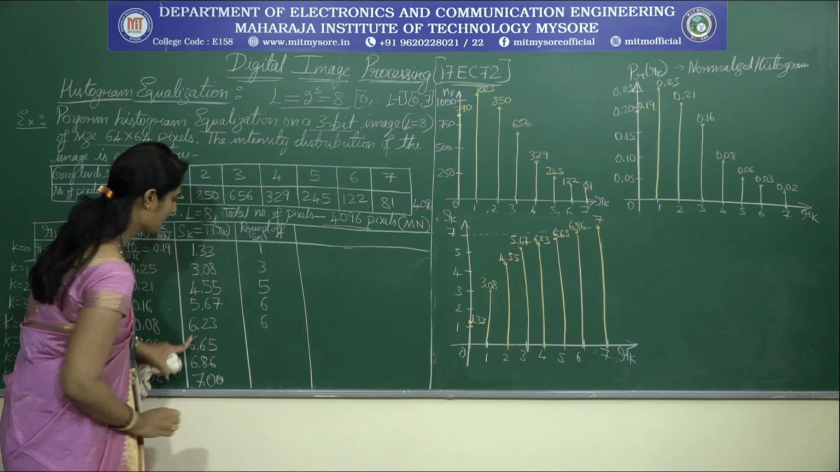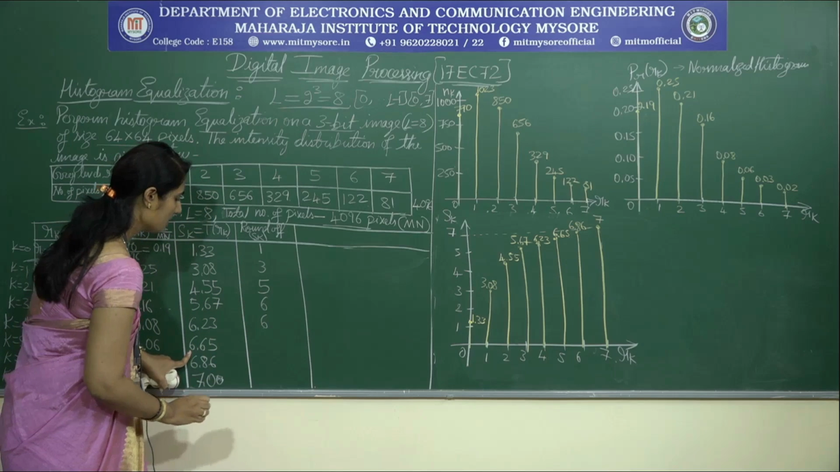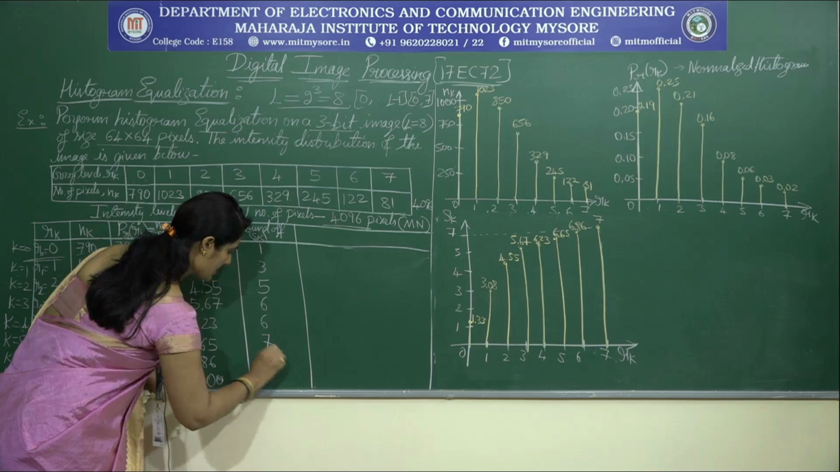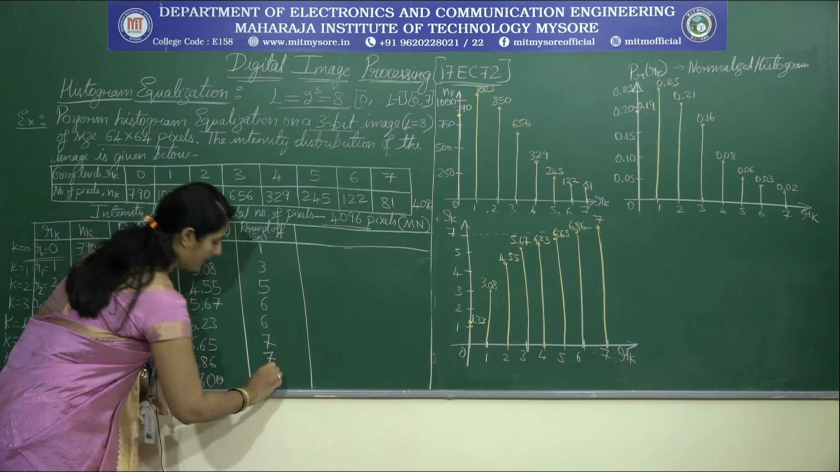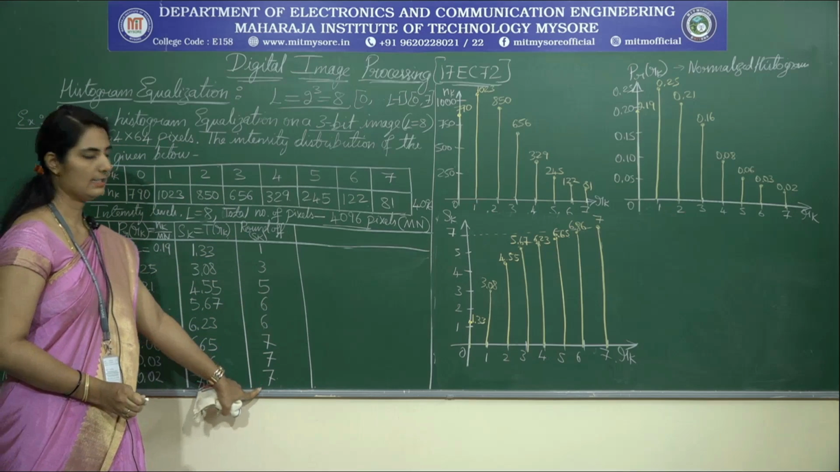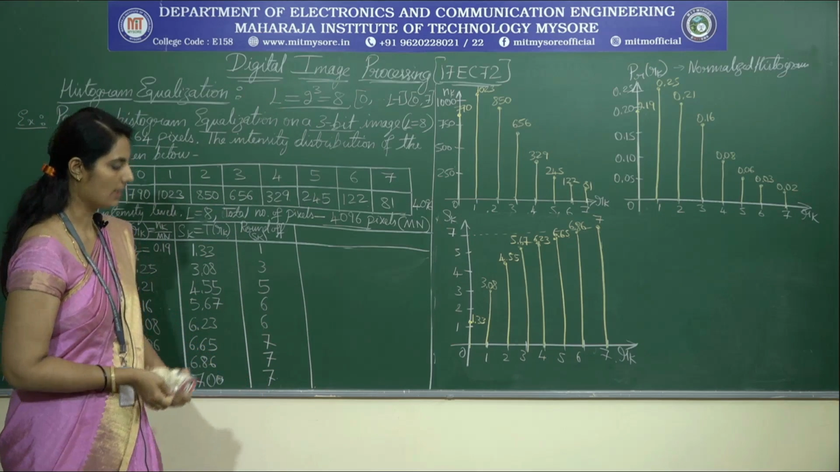6.23, the nearest integer is 6. 6.65, the nearest integer is 7. 6.86, the nearest integer is 7. And 7 is 7 itself. So this is the Sk value, the rounded off Sk value.